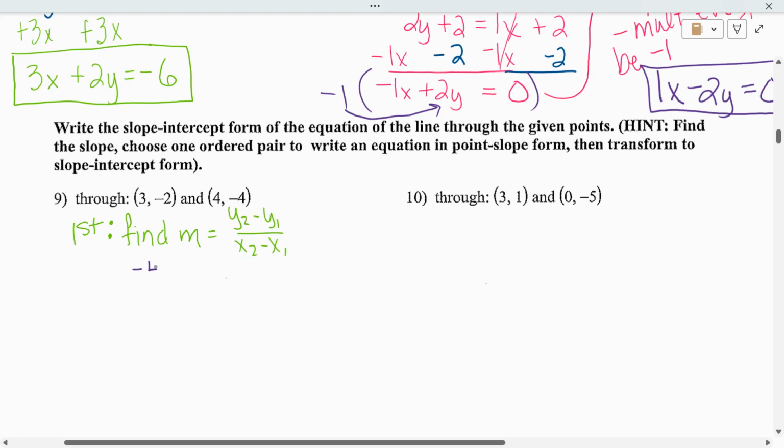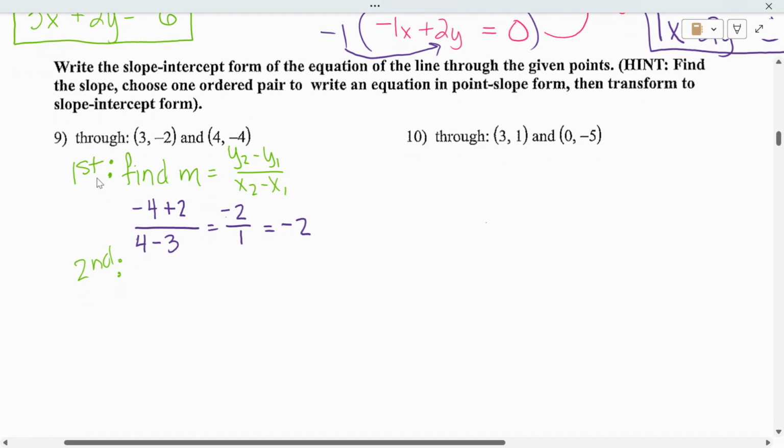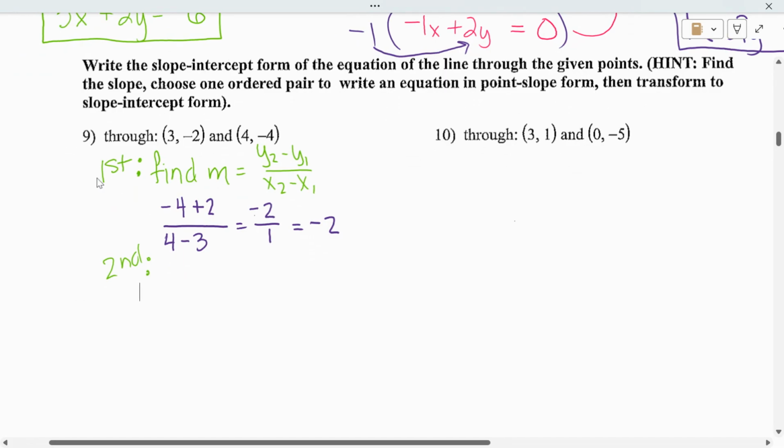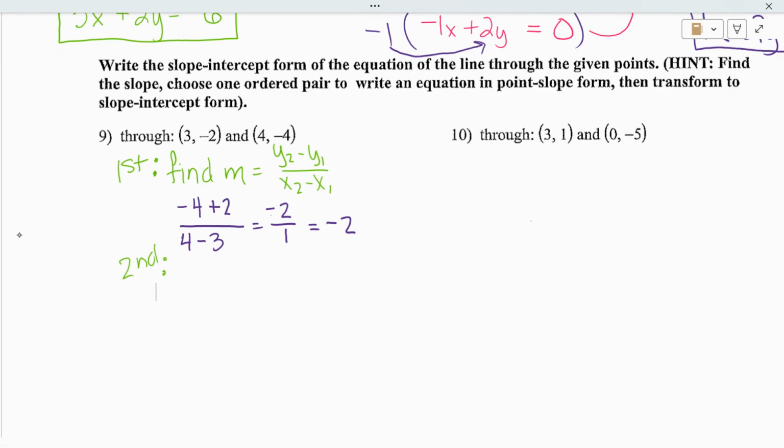I have negative 4 minus a negative 2. You guys see how I turned that minus a negative into a plus? Over 4 minus 3. Well, negative 4 plus 2 is negative 2. 4 minus 3 is 1. So my slope is negative 2. Okay. Second, what does it say to do next? It says choose one of your ordered pairs and write the equation in point slope form. What ordered pair do you want to use? Because it doesn't matter. We're going to get the same answer either way.